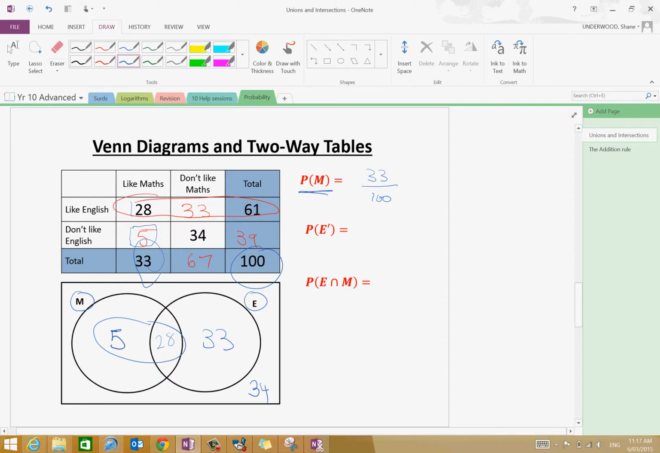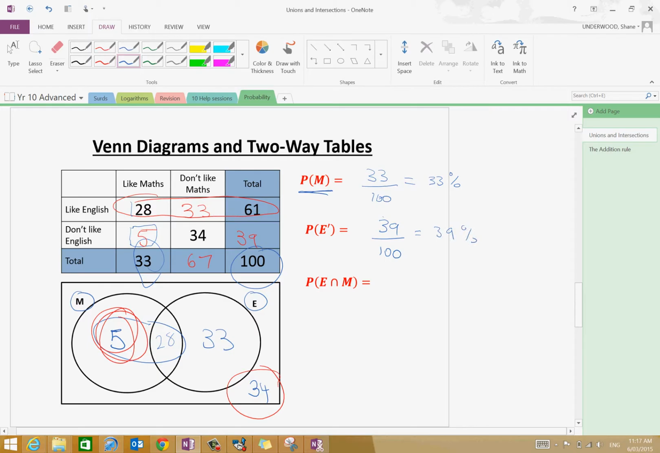That people like maths. What about the probability of people that don't like English? How many people don't like English? You got 5 plus 34, which is 39 out of 100. Thank you, ladies and gentlemen. And if you like, we could do these in percentages. That's 33%, because percent means out of 100. This is equal to 39%.